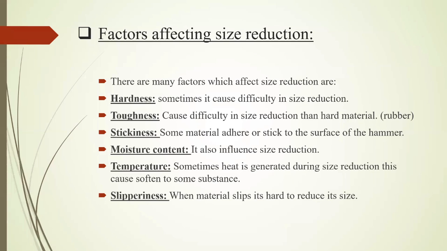And the next one is the slipperiness. Means in order to reduce the size, for example, एक drug particle है उसको size reduce कर रहे हैं by using the hammer mill. So here what will happen, that particle has to be constant in order to reduce its size. If it is slipping, what will happen? The size will not be reduced. So it is also a factor by which size reduction can be affected. So these are all the factors of size reduction.